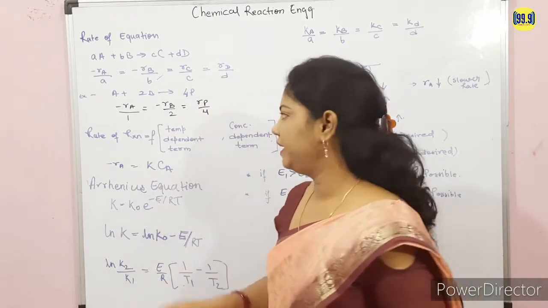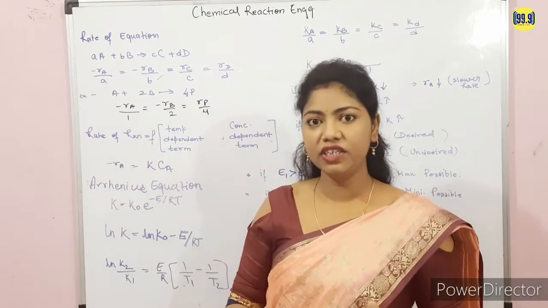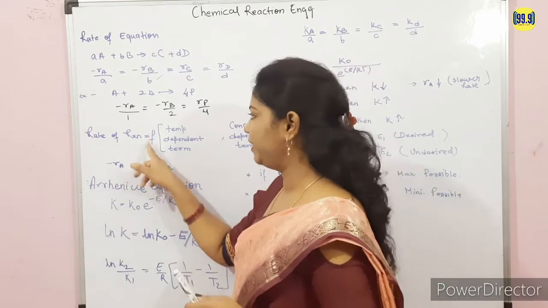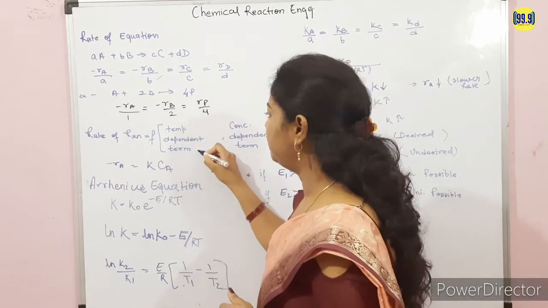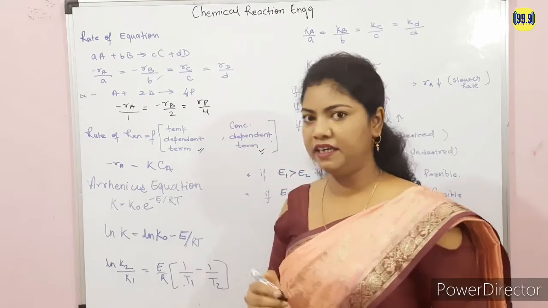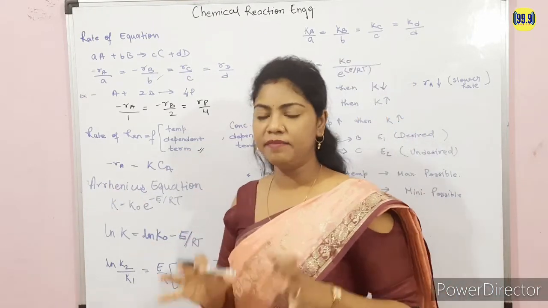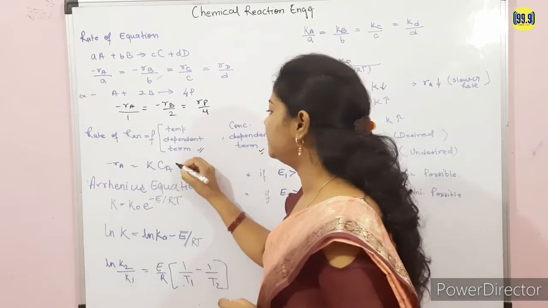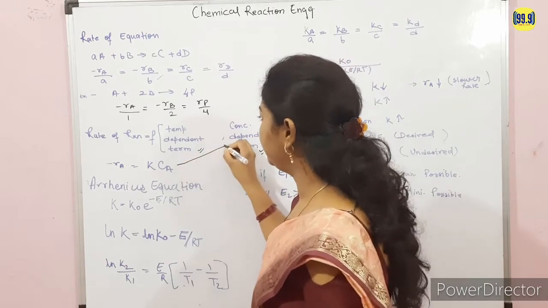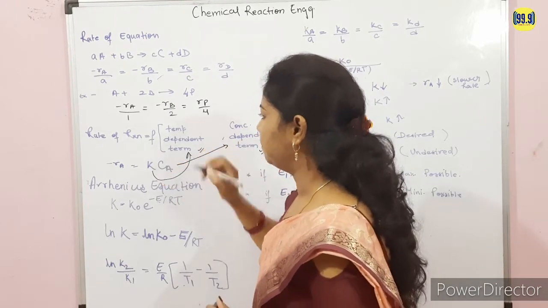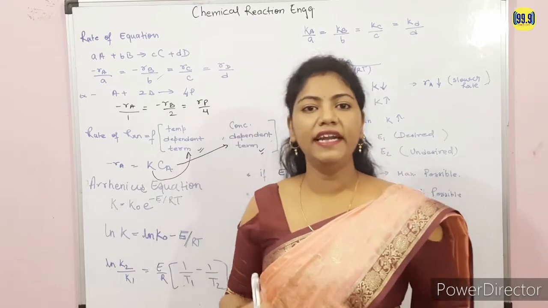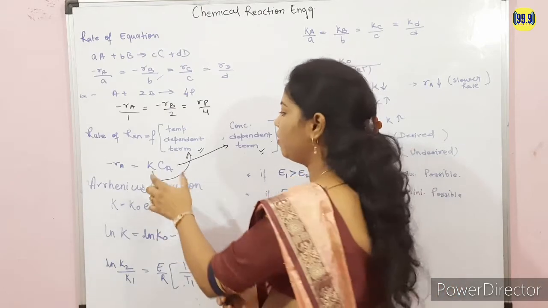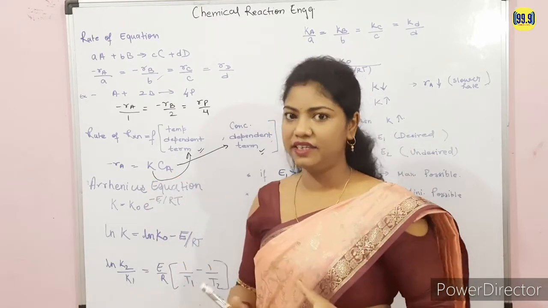I already said that the rate of reaction is a function of temperature and concentration. So the rate of reaction is a function of a temperature dependent term and a concentration dependent term. Mathematically we write it as minus rA equals k CA. Here CA is the concentration dependent term and k is the temperature dependent term, which we call the reaction rate constant or reaction rate coefficient.